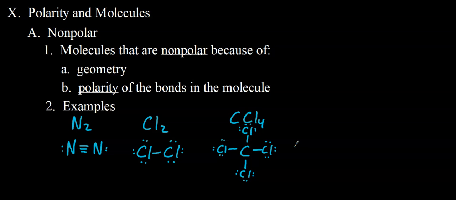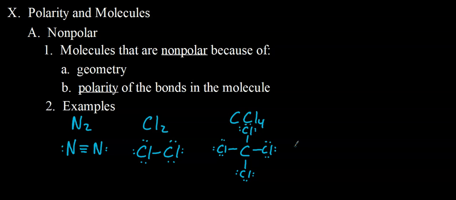So is this molecule symmetrical? Now again, I don't mean symmetrical in the context of geometry. A symmetrical molecule is a molecule in which everything attached to the central atom is the same. So what exactly is attached to the central atom in this molecule? We have four chlorines. And because everything attached to the central atom is the same, this molecule is symmetrical.